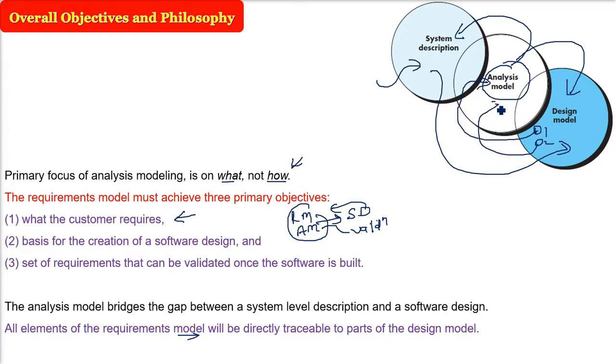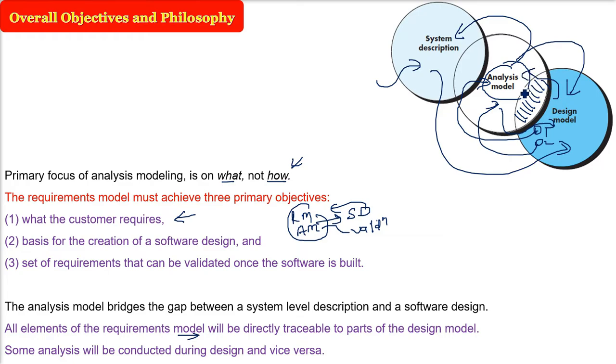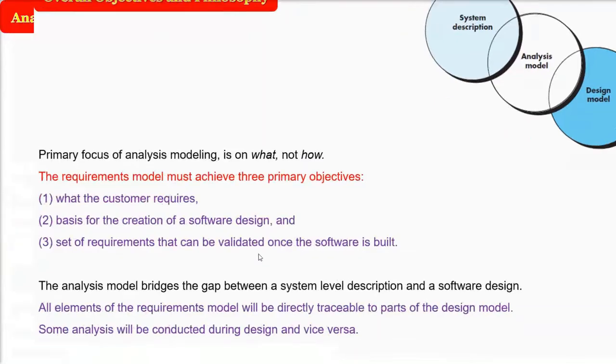Okay. So this analysis model and design model have certain things in common. What does it mean? There is some intersection point. Some analysis will be conducted during the design and some design will be conducted during the analysis. Analysis will have some part of the design and design will have some part of the analysis. That is why we are saying these are quite close things. Design can only come when you have a good analysis model.